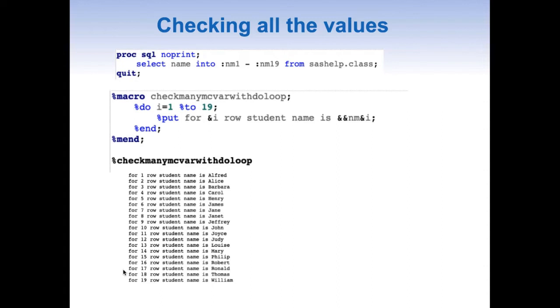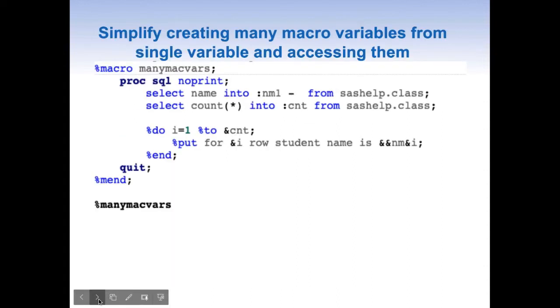So to avoid this kind of hard coding, what we can do is simply use colon nm1 hyphen, and this started from SAS 9.4 M4. You don't really have to give the end value, that is nm19. SAS itself does it in the backend. And also, as I said to you, we want this to be automated, or we do not want to hard code it, and this is nothing more than a count.